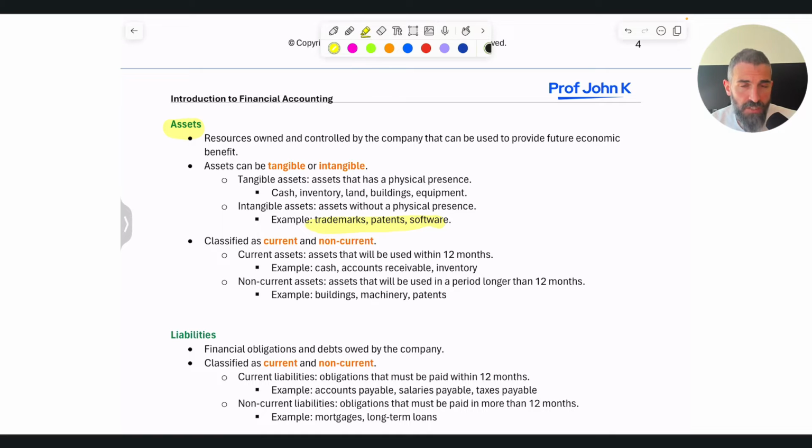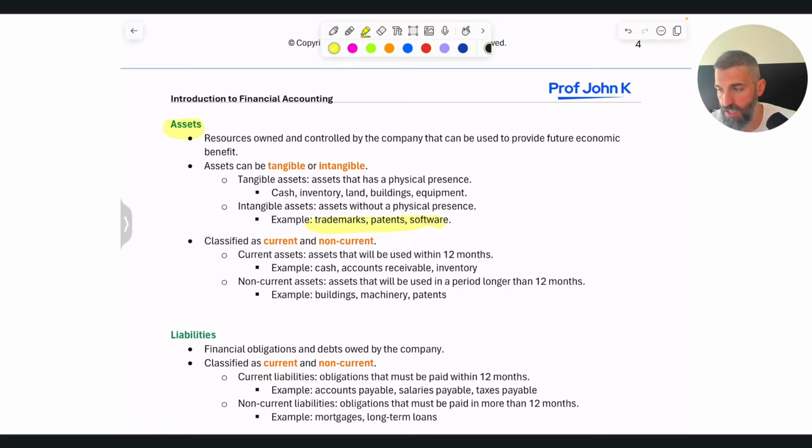Like I said, most of your assets fall into this. Non-current assets would be assets that are going to be used in a period that is longer than 12 months. We call these non-current assets or long-term assets, long-lived assets. Imagine a building, right? Well, a building, when you buy it, generally, it's to use for many, many years. Not just a few months.